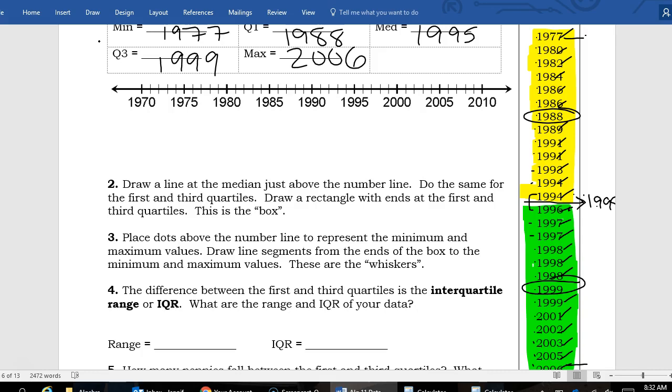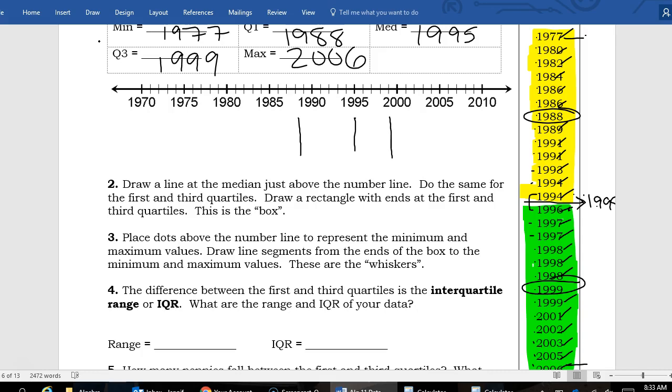So I have a bit of space here. I'm going to try to use that to draw a box plot. And the how-to instructions are listed here. First thing we're going to do is draw a line at the median. My median is 1995, so I'm going to draw a line right here. Next, we're going to draw lines for the first and third quartiles. My first quartile was 1988, and my third quartile was 1999.